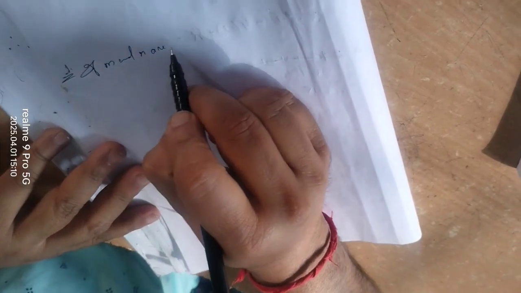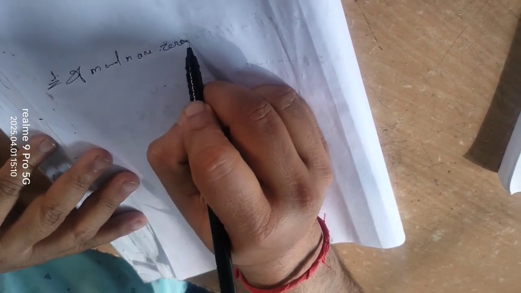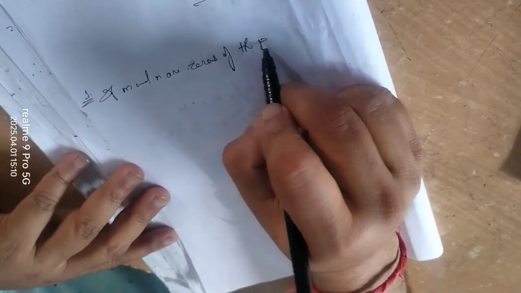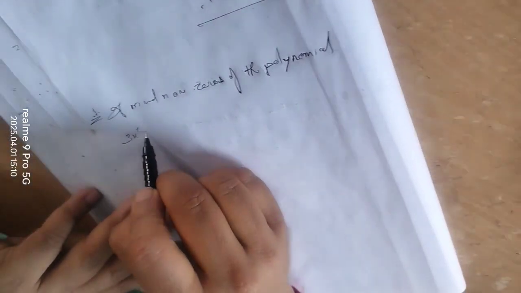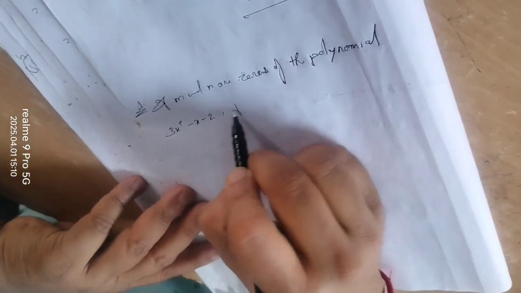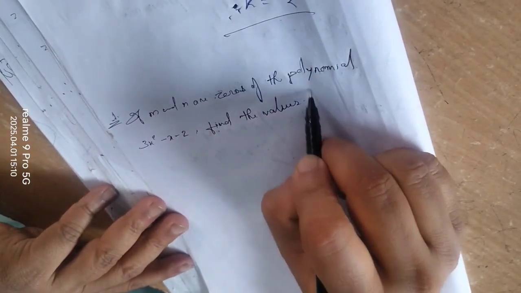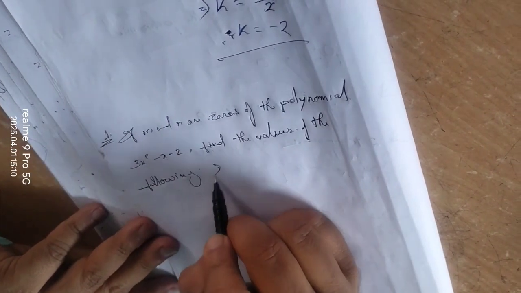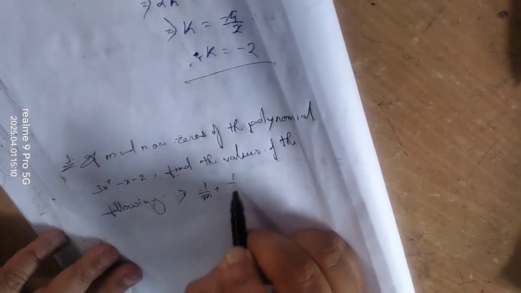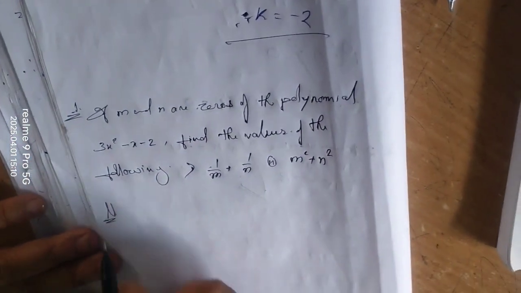If m and n are the zeros of the polynomial thrice x square minus x minus 2, find the value of the following. Number 1, 1 by m plus 1 by n. Number 2, m square plus n square. Correct. So how to find the value?